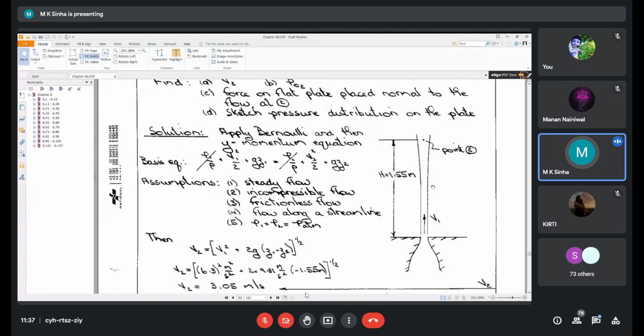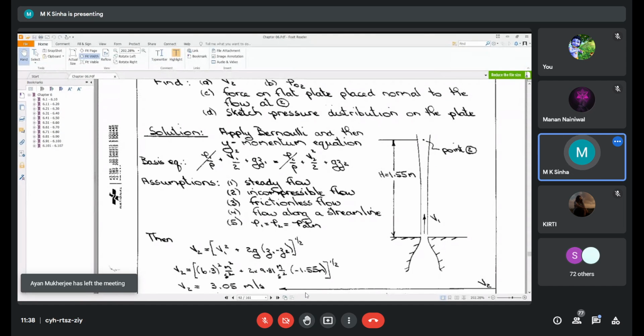Determine the velocity in the undisturbed jet at point 2. Calculate the pressure that would be sensed by a stagnation tube located there. Evaluate the force that would be exerted on a flat plate placed normal to the stream at point 2. That is all, so this is our question.